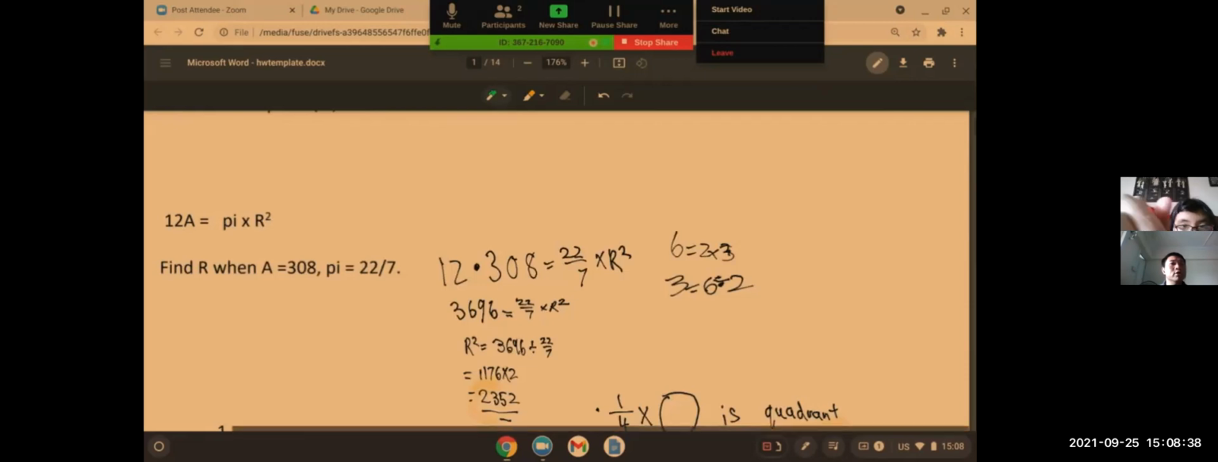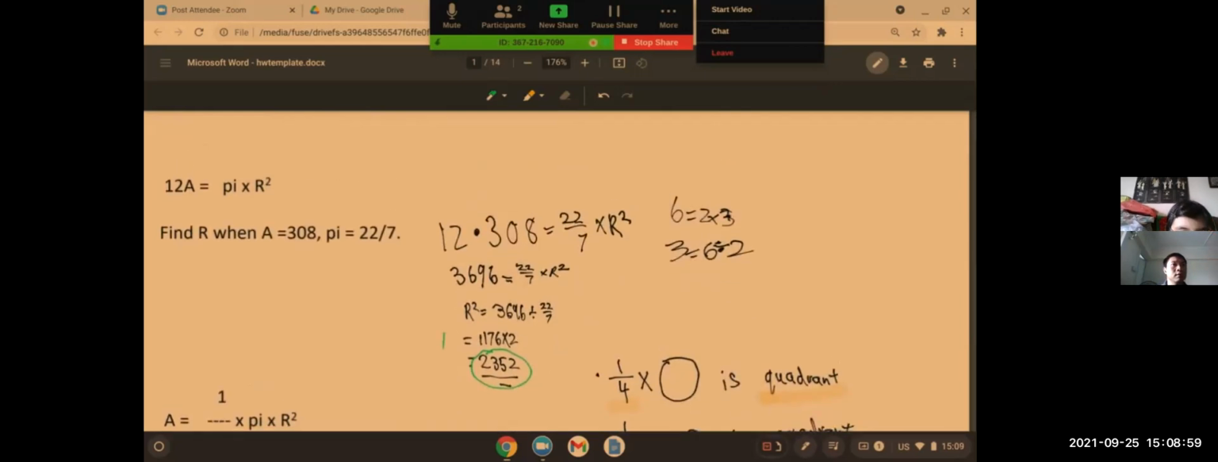Please don't use this highlighter because it is too light. I can't see. Use some bright color if you want to highlight. So the answer right now is R squared equals 2352. Can you write down the R squared? I think you missed the R squared on the left. So you end up with R squared equal to 2352. The question is asking you to find R, but now your answer is R squared. So what do you need to do?